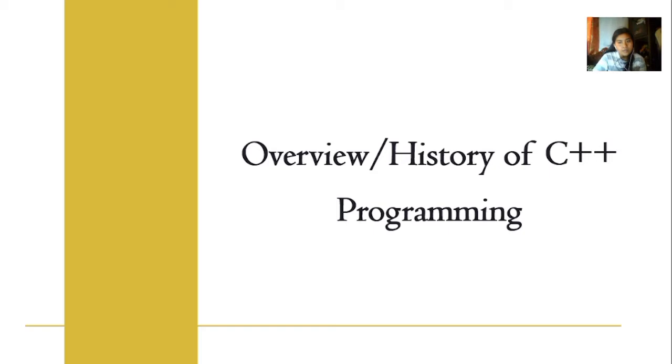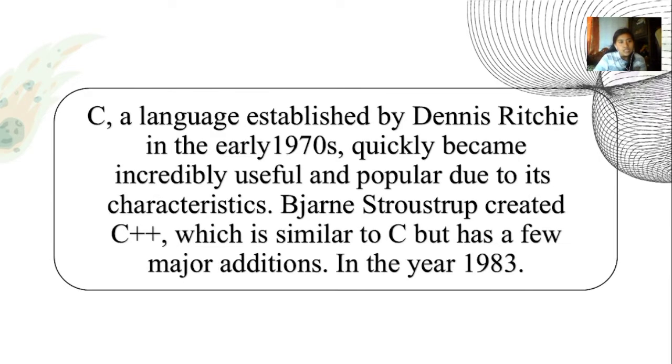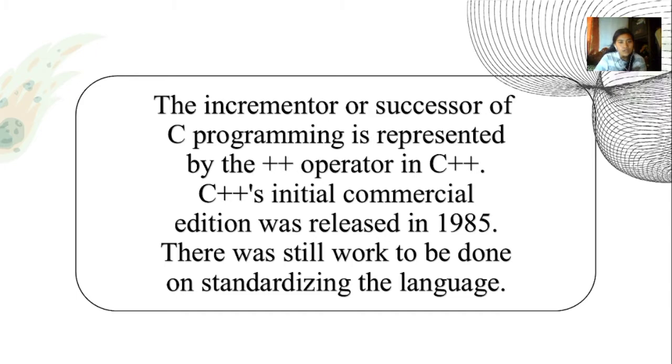The history of C++ programming. A computer language is a set of instructions or syntax that is used to create programs or applications. Computers communicate with each other using computer language. C, a language established by Dennis Ritchie in the early 1970s, quickly became incredibly useful and popular due to its characteristics. Bjarne Stroustrup created C++, which is similar to C but has a few major additions, in the year 1983. The incrementor or successor of C programming is represented by the plus plus operator in C++.